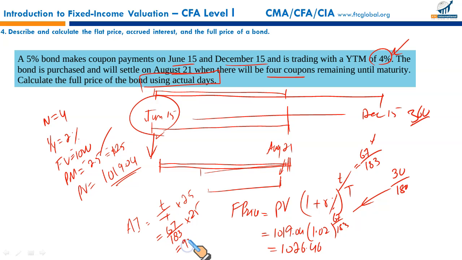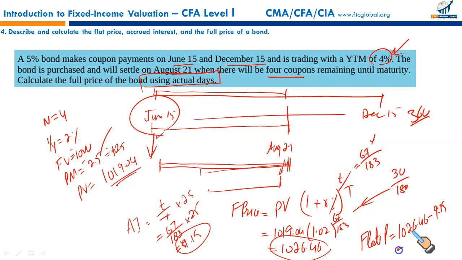So it's $9.15. Now, this is the full price and this is the accrued interest. Then what is the flat price? The flat price is equal to full price less accrued interest. This flat price sometimes is also called the clean price.